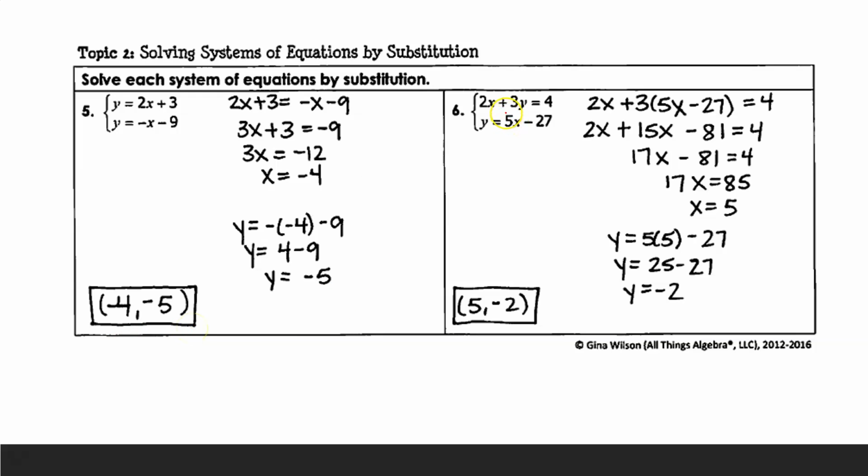This one, I took what y is equal to, and I plugged it in the other one for y, right here, and I distributed. I got a y value of negative 2. Then I plugged that y value in. I'm sorry, I got an x value of 5. Then I plugged the x value in right here, solved, and I got y is negative 2. So my solution is 5, negative 2.